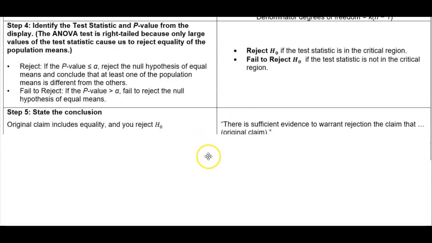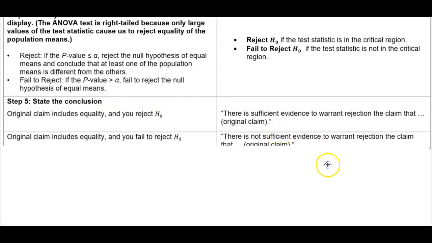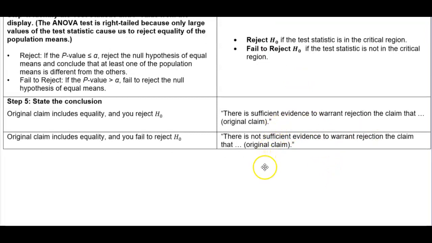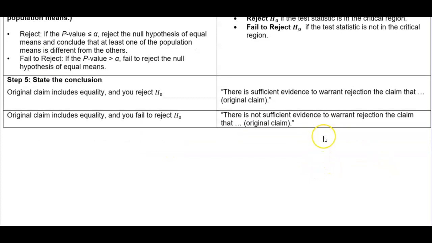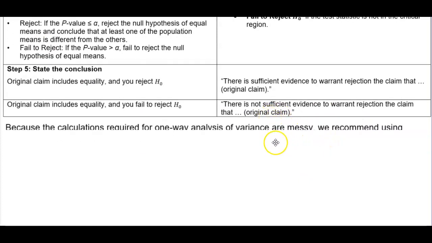And then we're going to state the conclusion. Now, the original claim is going to include equality because that's what we're testing. And if we reject the null, then we would say that there is sufficient evidence to warrant rejection of the claim that followed by the original claim. And then if the original claim includes equality and we fail to reject the null hypothesis, then we would say that there is not sufficient evidence to warrant rejection of the claim that followed by the original claim.